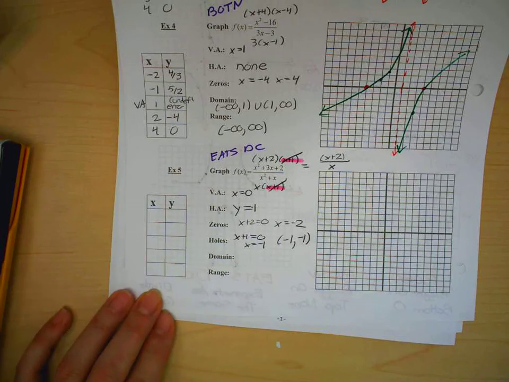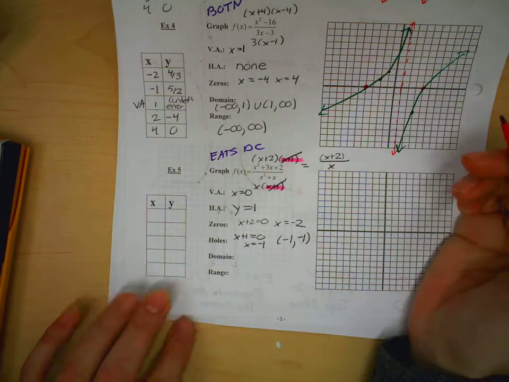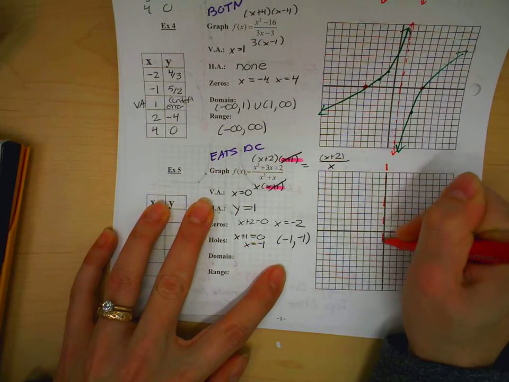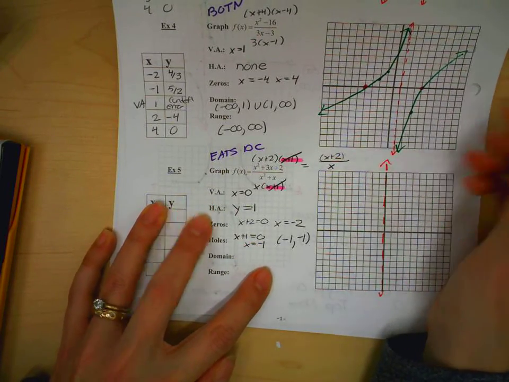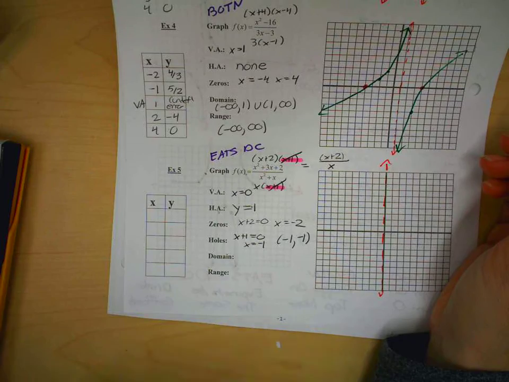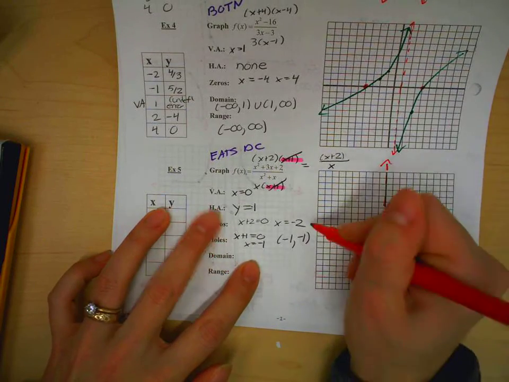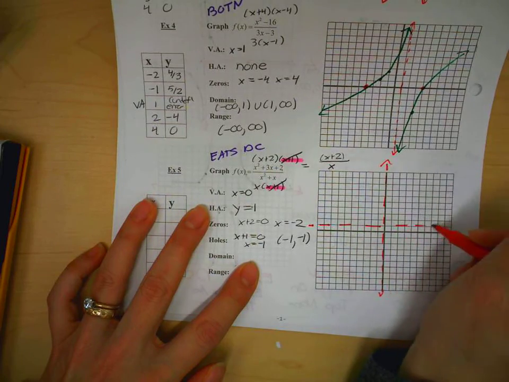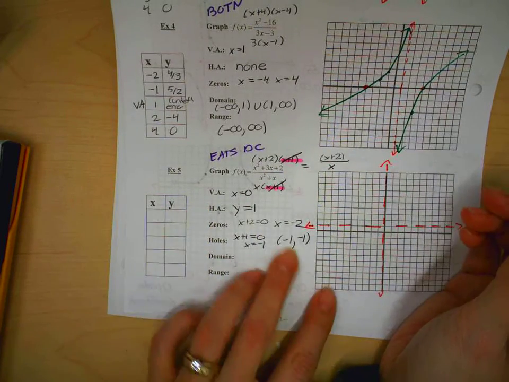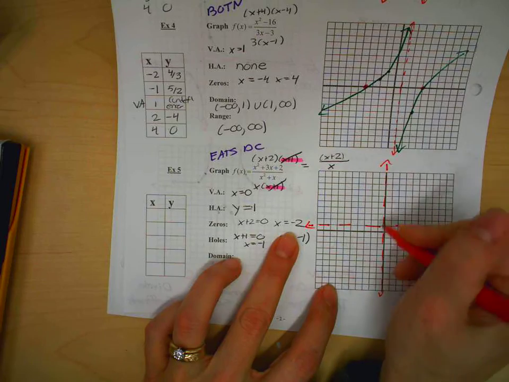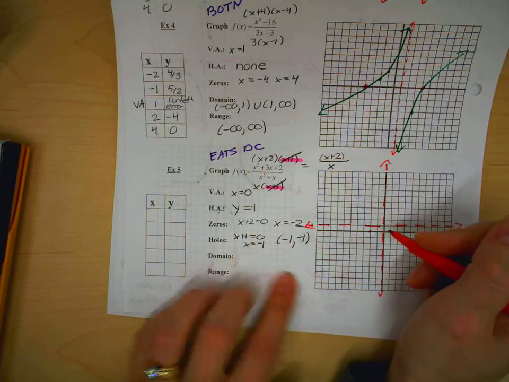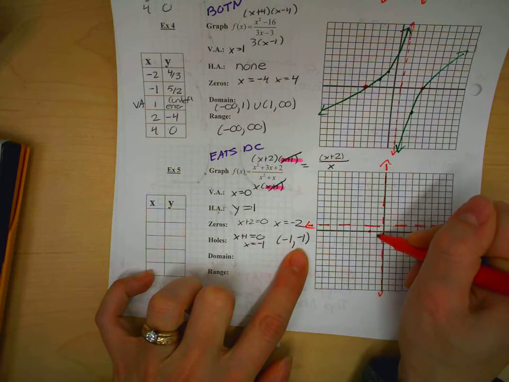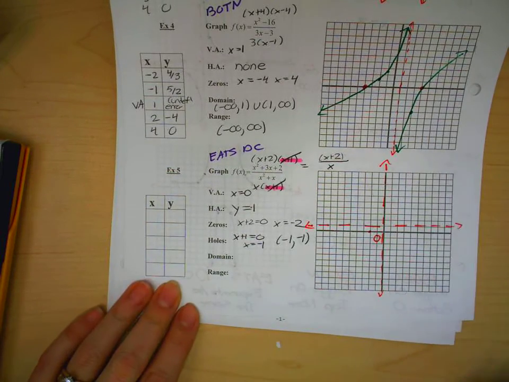All right, so let's get our asymptotes on there and get some points. So we've got a vertical asymptote at x equals 0. We have a horizontal asymptote at y equals 1. And we have a hole, or we have zeros. We have a 0 at x equals -2. And there's a hole at -1, -1. So right here, I'm going to make it kind of big, there's a hole.